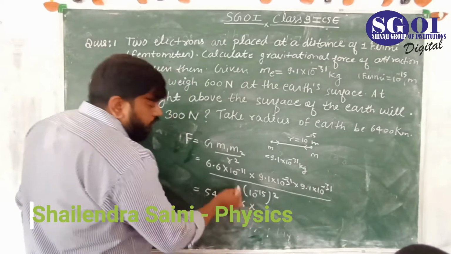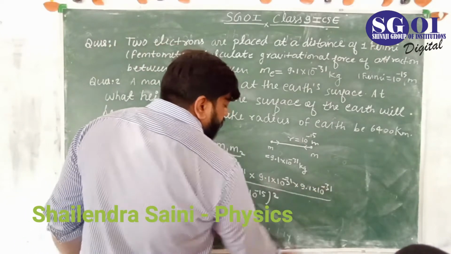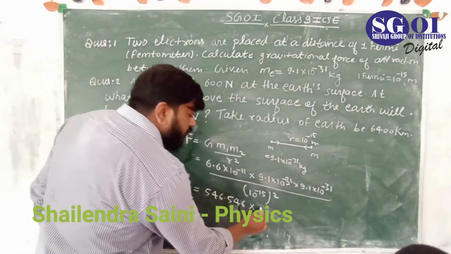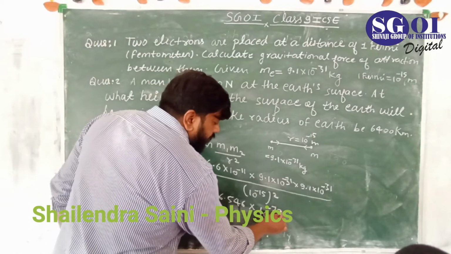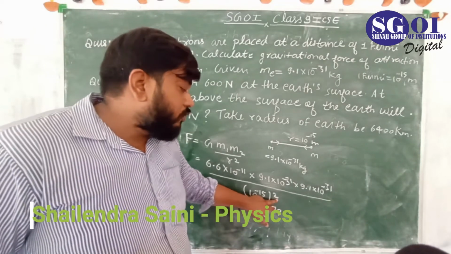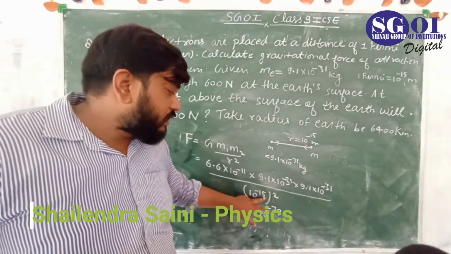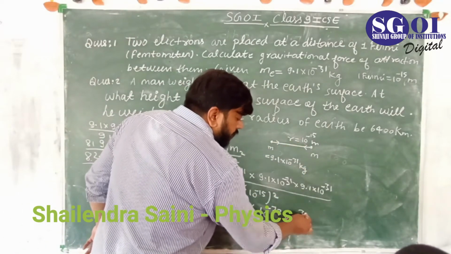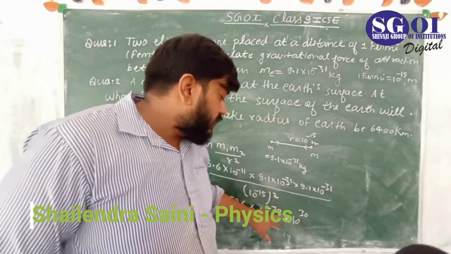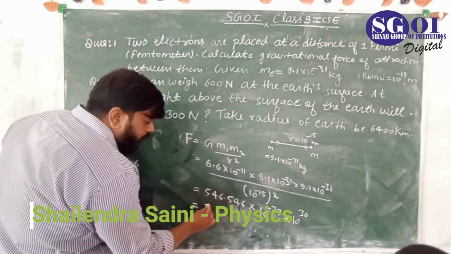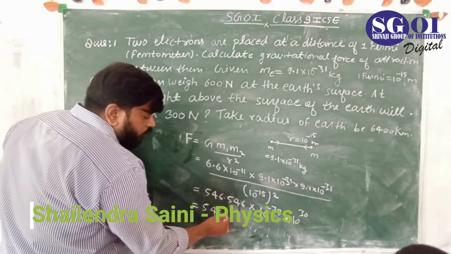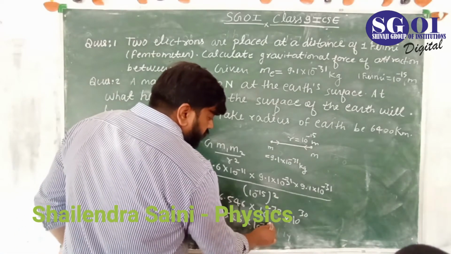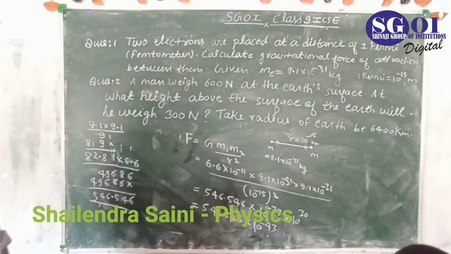So it will be 546.546 into 10 to the power minus 11 minus 31 minus 31, that is minus 62, and minus 62 and minus 11 gives minus 73. And in the denominator, 10 to the power minus 15 whole squared, the powers multiplied give 30, and when we take it in the numerator it would be plus 30. So it would be 10 to the power plus 30. Then one is plus and one is minus, so subtract both. So it would be 546.546 into 10 to the power minus 43.